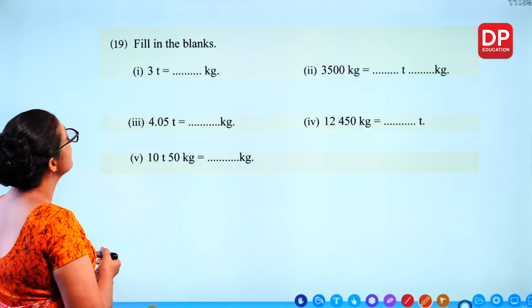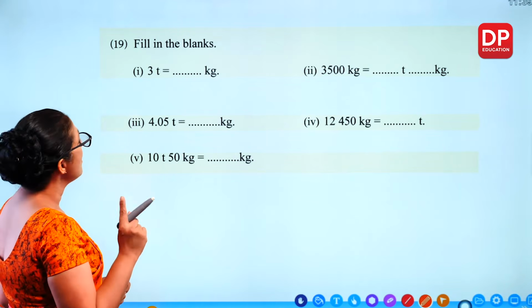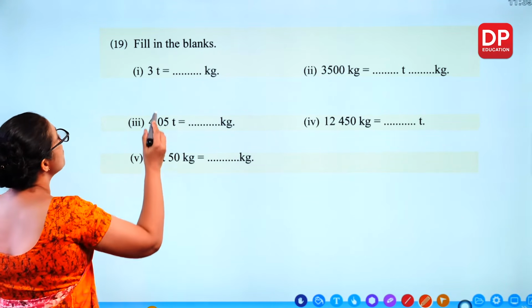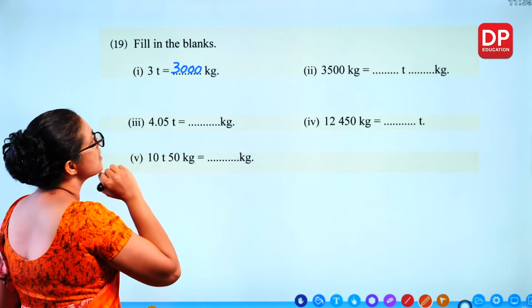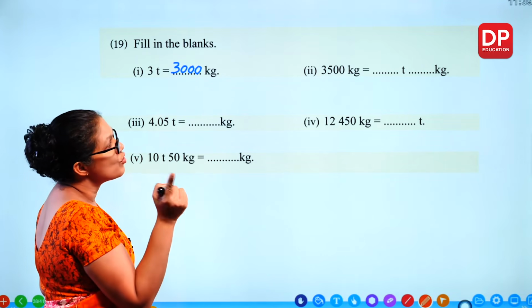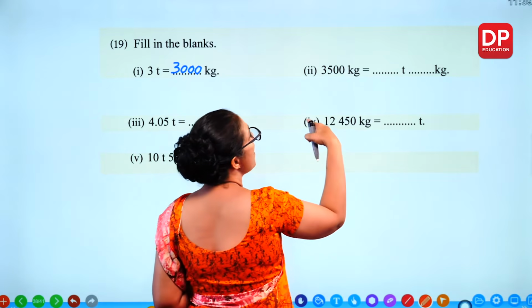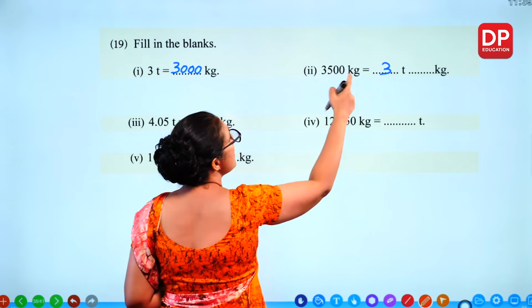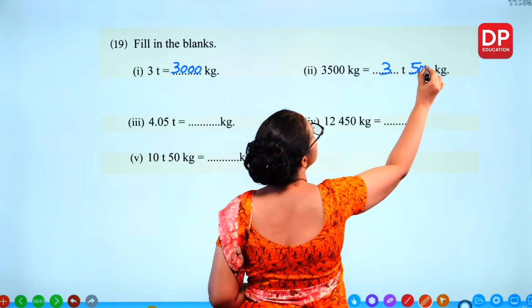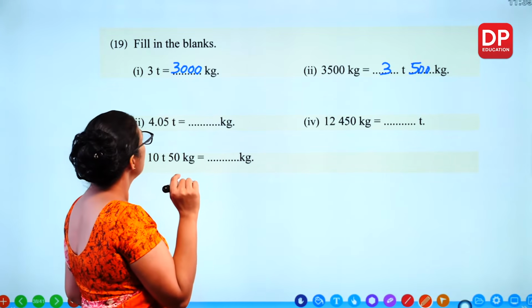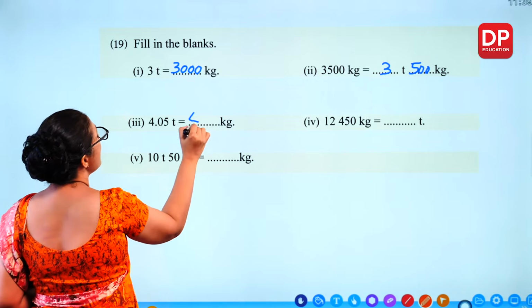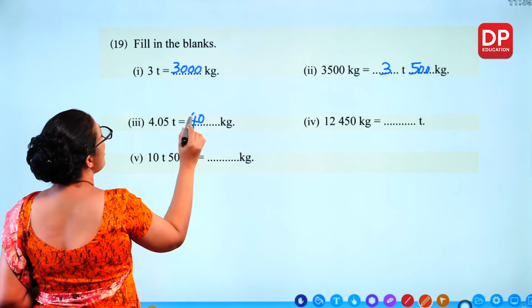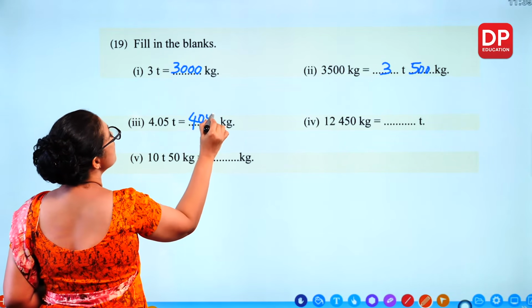Fill in the blanks. Conversion, tons and kilograms. So multiply by 1000. So 3000 kilos. How do you convert to tons and kilograms? You divide by 1000. 3 tons and 500 kilos. Here tons is given. How do you convert? Multiply by 1000. So 4050.